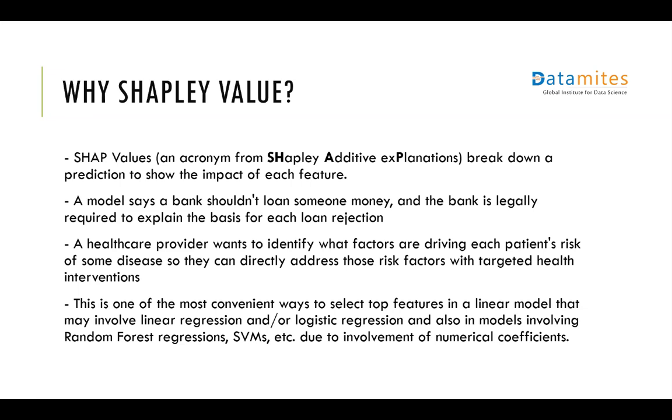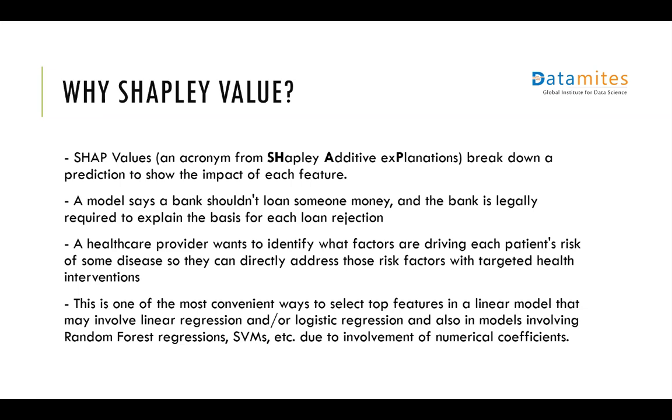So let's say the model says a bank shouldn't loan someone money. The bank is legally required to explain the basis of its decision. It can't just say our model predicted that you won't get the loan, that's why we are not giving. It also needs to explain why certain factors are stopping or hindering you from taking a loan from us.